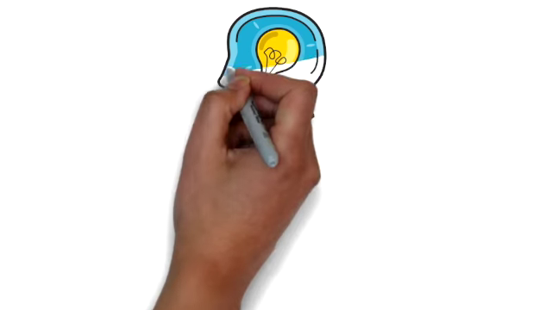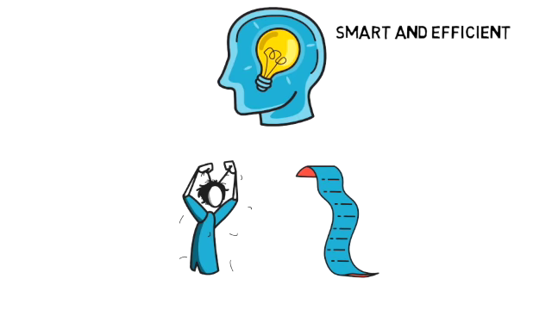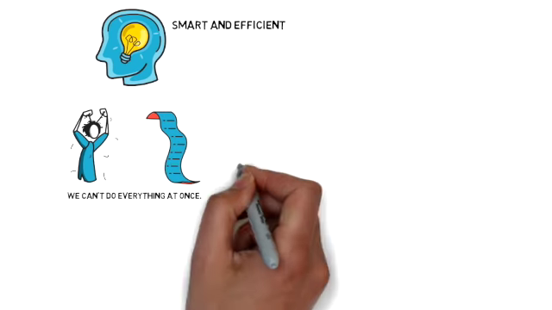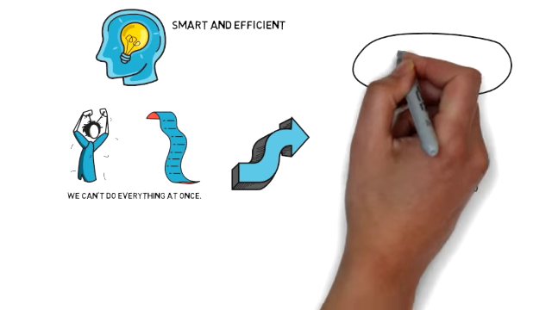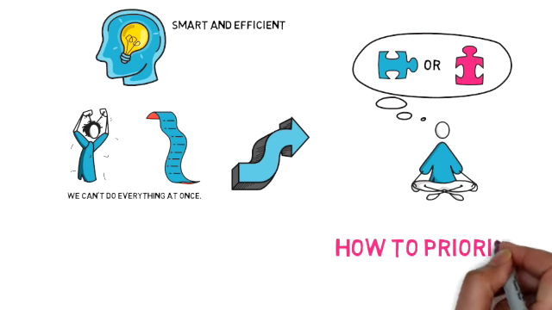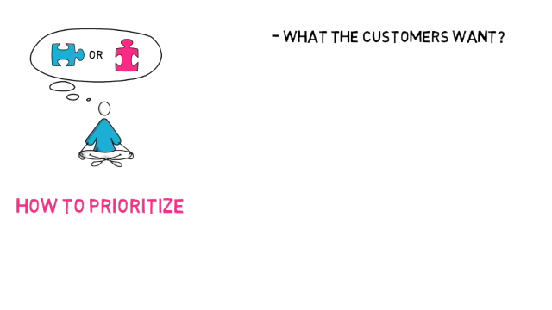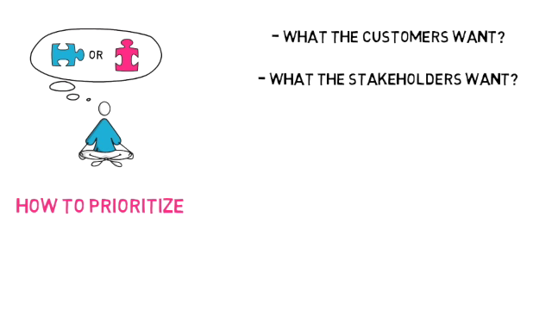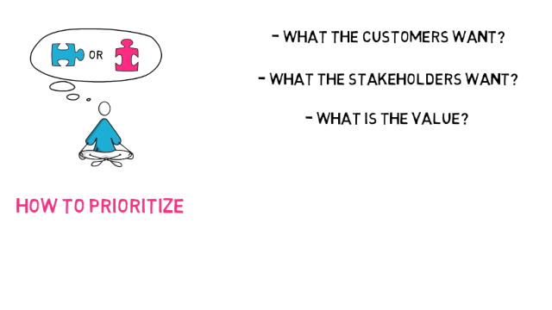As smart and efficient as companies might become, it is still not possible to do everything at once. And when it comes to delivering complicated customer requests, getting those requests delivered takes time. So when you have several requests to work on, and you can only take one at once, how do you prioritize what comes first? Well, you could prioritize based on what your customers want, what your internal stakeholders want, what you think will generate the biggest value, and the list goes on.